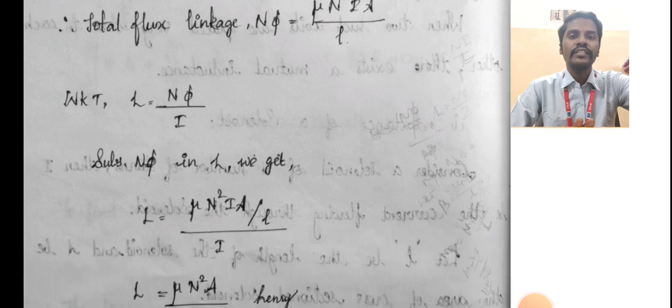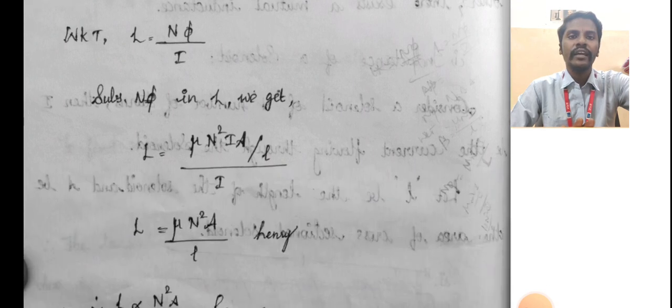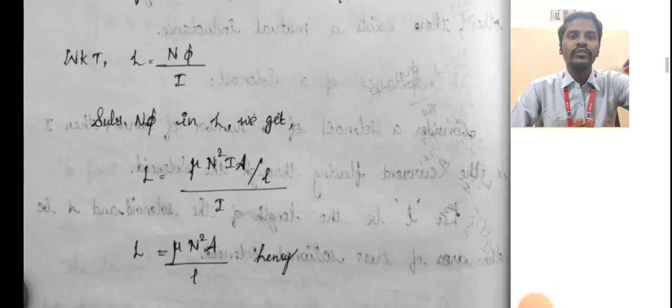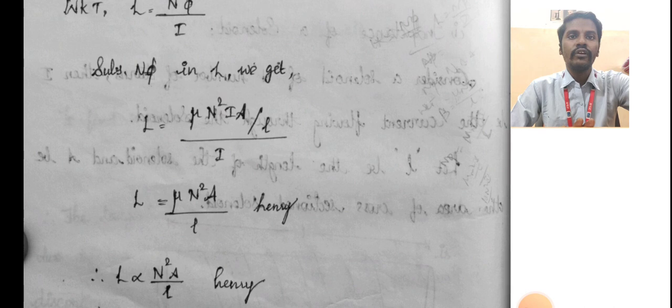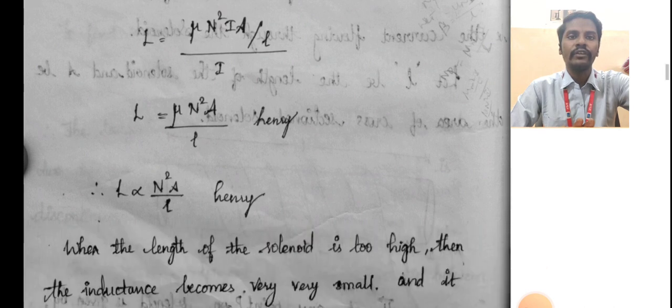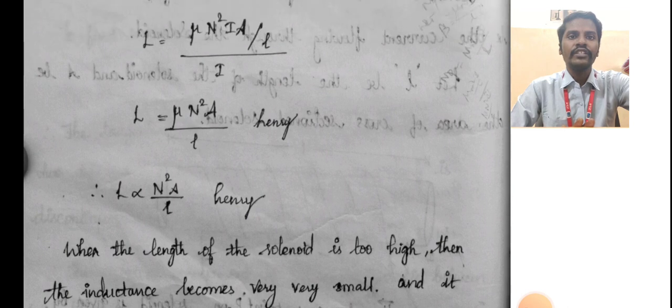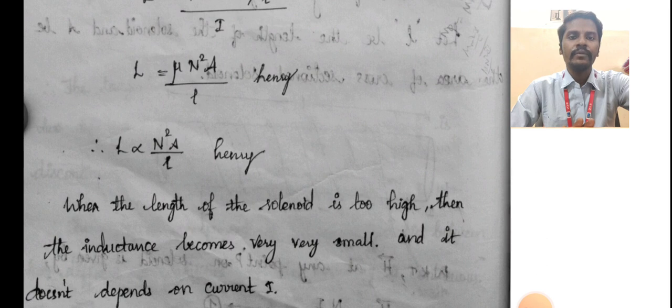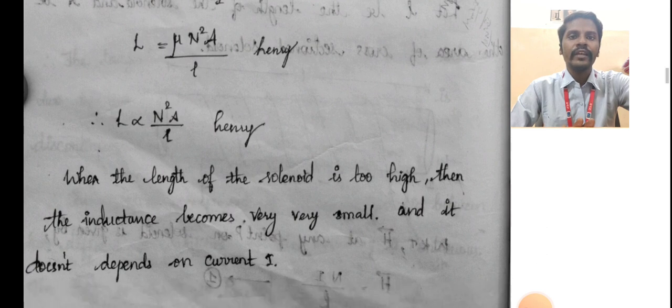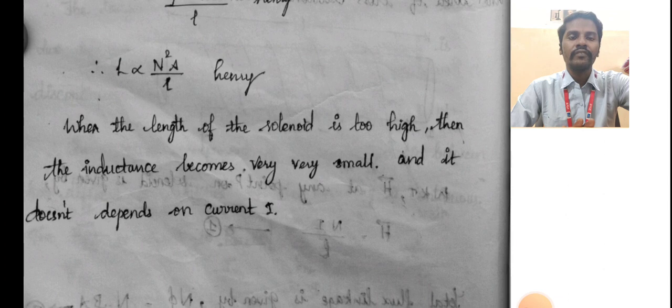As we discussed earlier, L is equal to N phi by I. Now we have calculated the total flux linkage N phi, and we know the value of current I, so we substitute the total flux linkage and current in that equation. We get L is equal to mu N square A by L, from which we can say L is directly proportional to N square A by L. So you can confirm that when the length of the solenoid is very large, the inductance becomes very small, and it doesn't depend upon the current I.